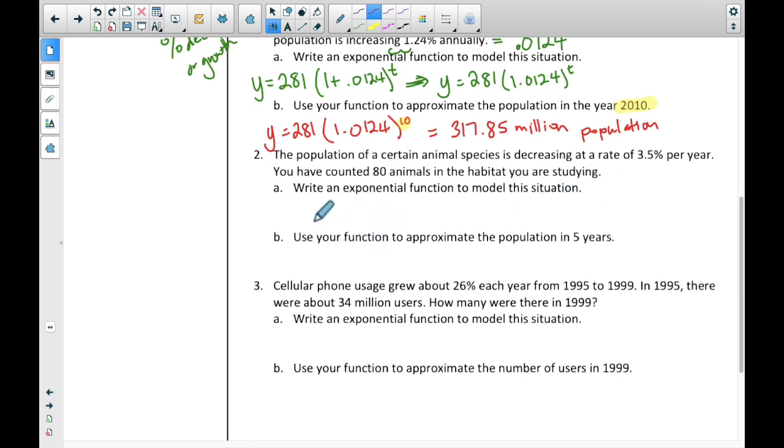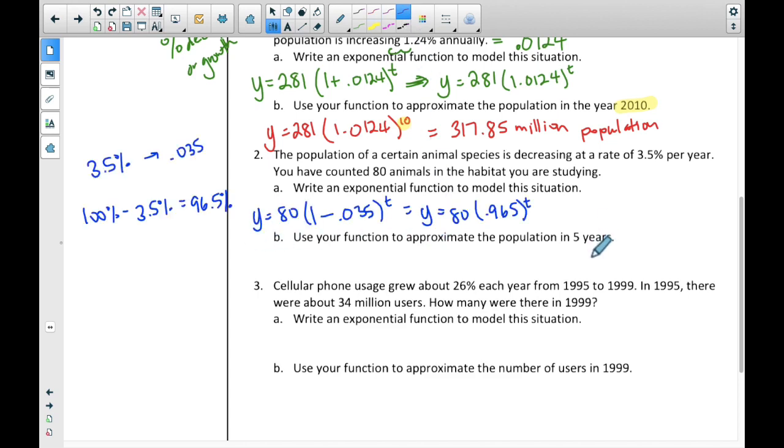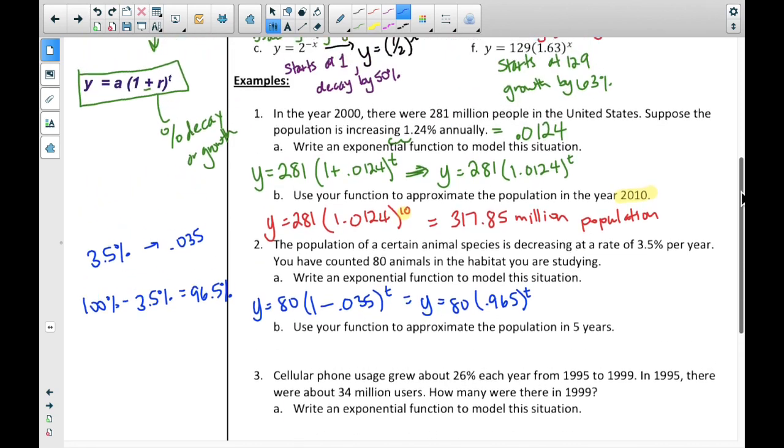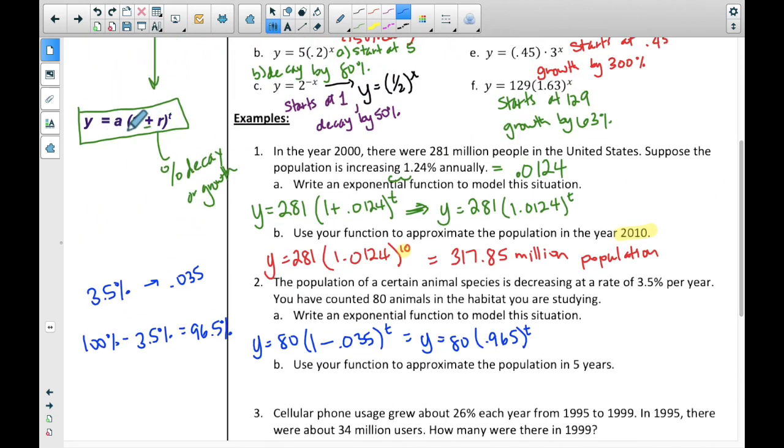So take a second to read through the problem and decide what we could come up with for an equation. All right, because it is decreasing, we need to talk about what we do with that decreasing. Remember, 3.5% is 0.035. I moved the decimal over two places. If I took 100% minus 3.5%, I would get 96.5%. Or in other words, using that formula that I wrote down in the margin up here, because it's decay, I would be taking 1 minus 0.035. And so my equation comes out to be 80, that's my starting amount, times 0.965 to the t power.